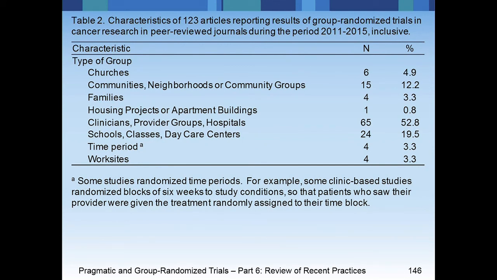We see a wide variety of groups that are used in these group randomized trials. There's been a dramatic increase in the number of studies that use physicians or provider groups or hospitals or clinics as the unit of assignment, and a sharp reduction in the number of studies that report work sites as the unit of assignment. We still see a good number that use churches or community groups and also schools.